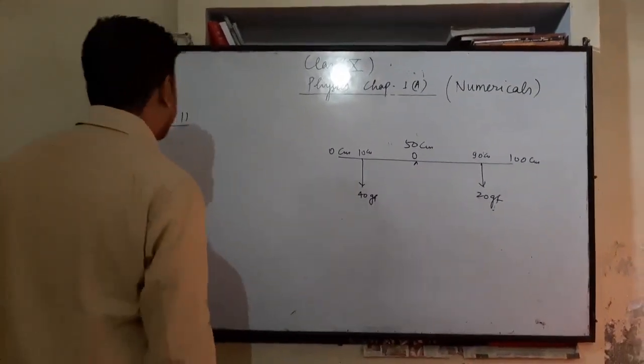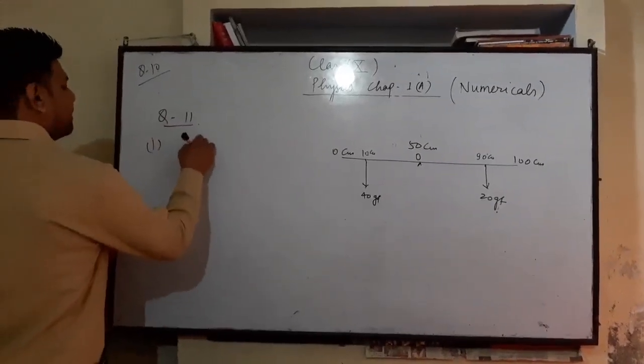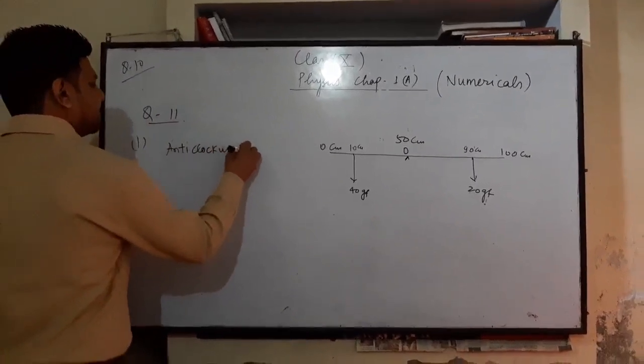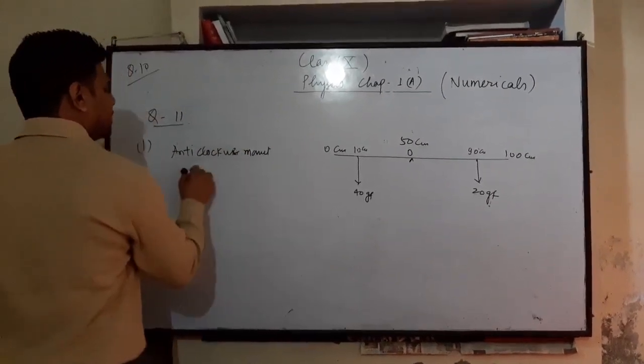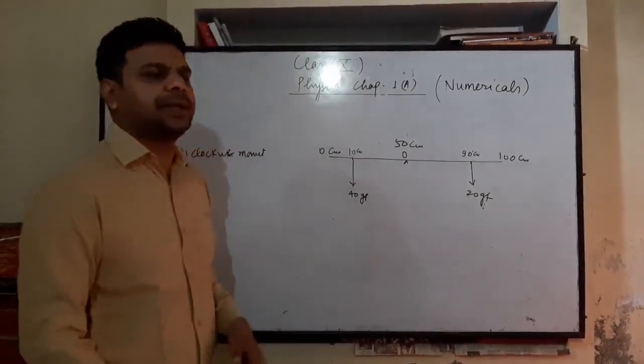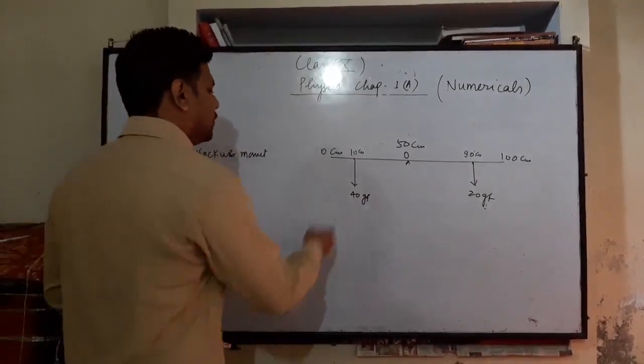So let's find the anti-clockwise moment. Anti-clockwise moment is equal to which force tends to rotate this rule in the anti-clockwise direction? This one, 40 gram force.